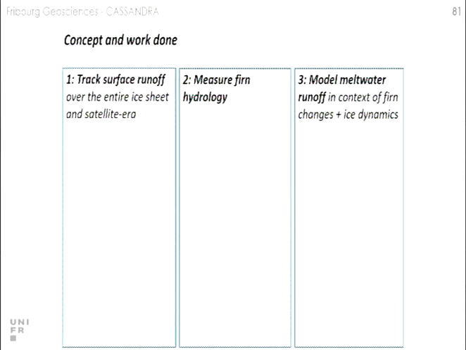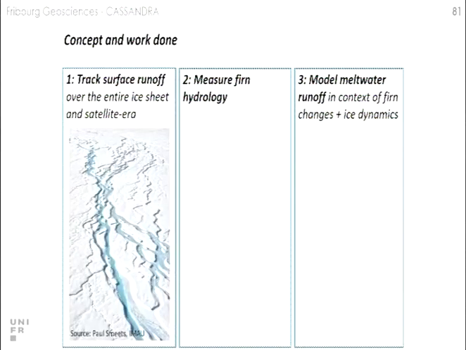So what is surface runoff on the Greenland ice sheet? It looks like this here. This is just one example from the year 2012. These are streams on the ice sheet. They can easily be several hundred meters in width, these braided river systems. And we have already mapped them all over Greenland.